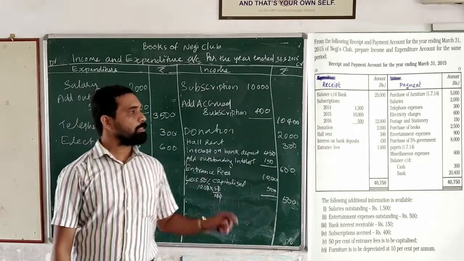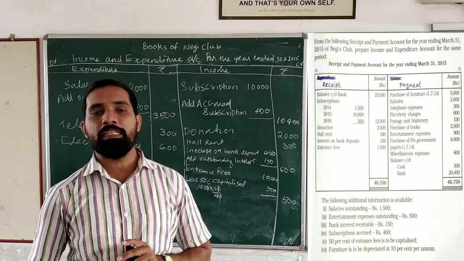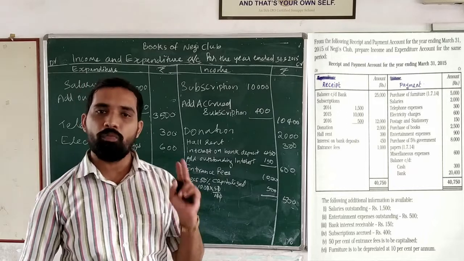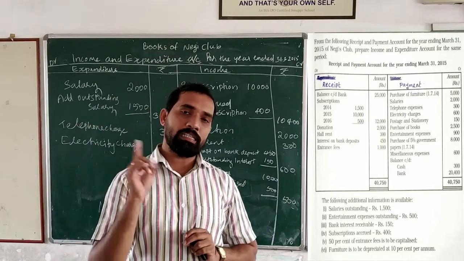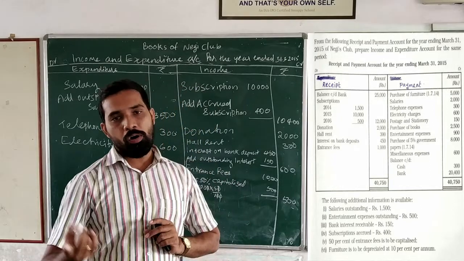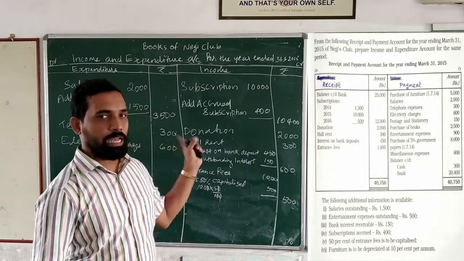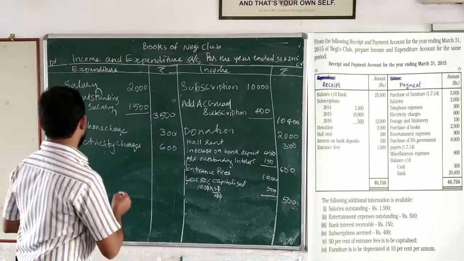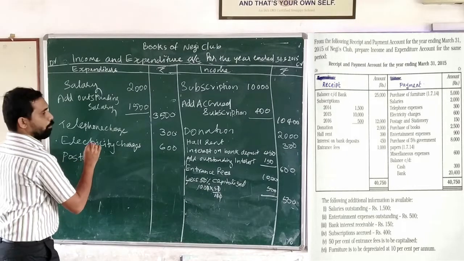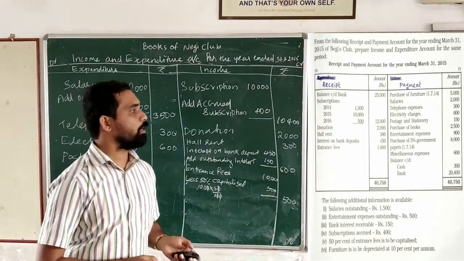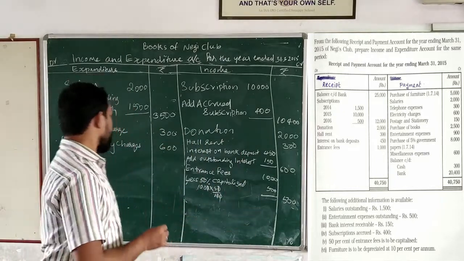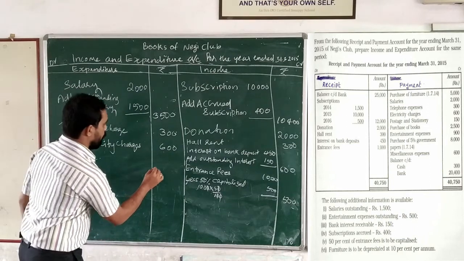Then next, postage and stationery. Amount rupees 150. Postage and stationery is a revenue payment. So it's shown on the expenditure side. Postage. How much rupees postage? 150.